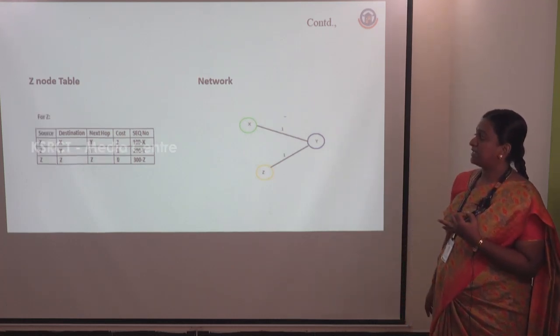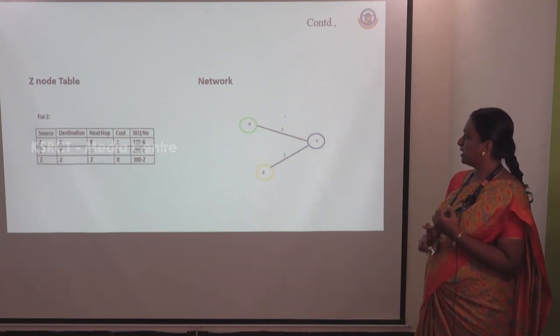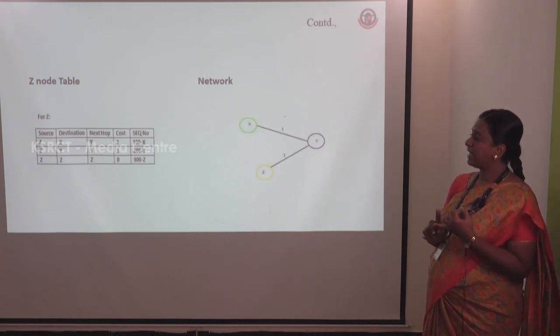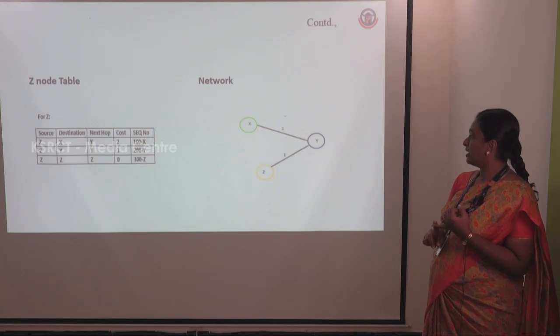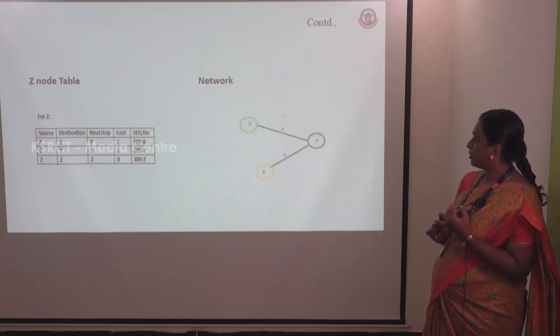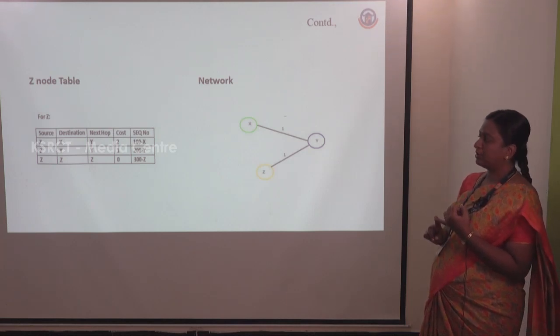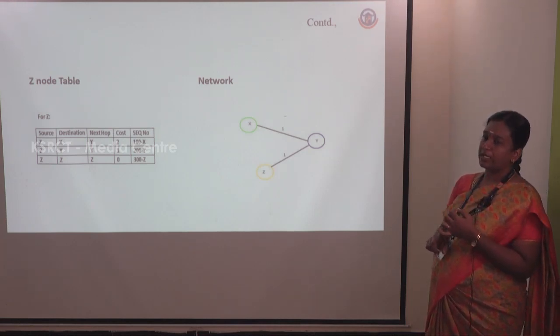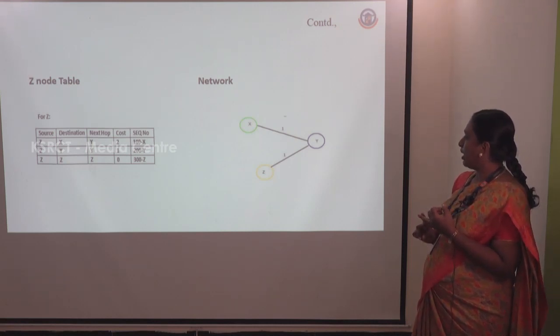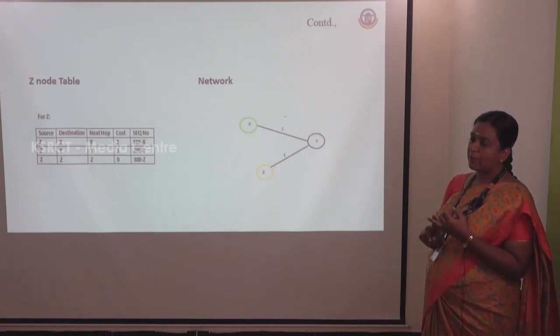Similarly, we need to construct the Z node. While taking the Z node, we want to travel to the neighbor nodes X as well as Y. So Z to X, we want to travel from the node Z to X through Y. So Y is the intermediate node, so Y is said to be the next hop. The cost will be Z to Y 1 and Y to X 1, then 1 plus 1, the cost will be 2.